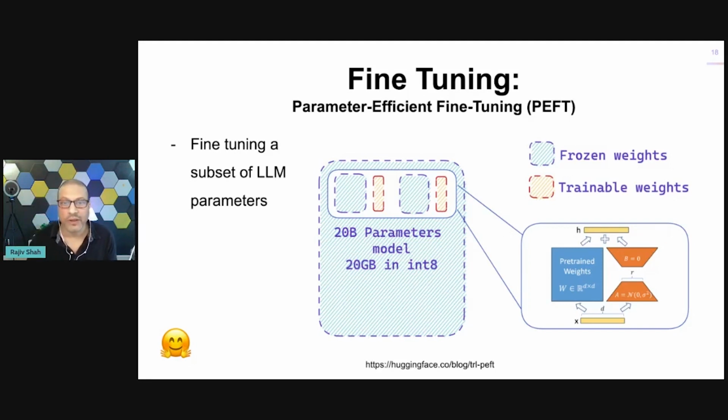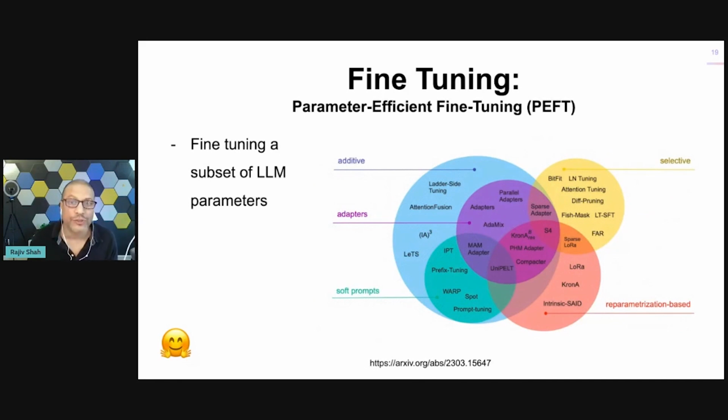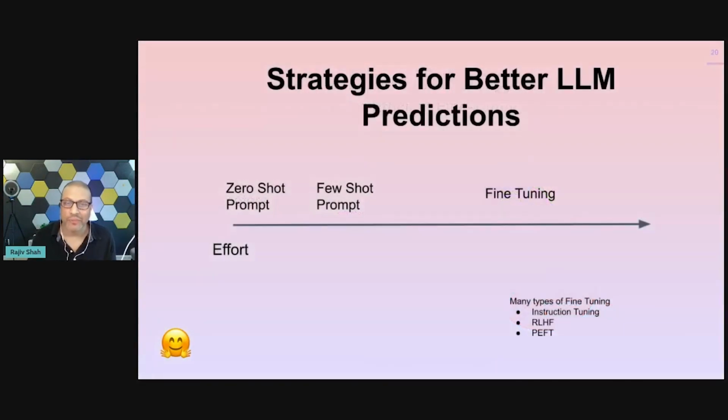Now, this helps us a ton with the compute for the models. And there's a lot of research and a lot of work going on in this area because it becomes a lot easier to use these language models if we can efficiently use our compute to help train or fine-tune them. So you'll hear these words come up, but what I just want you to have in mind is this picture: as the degree of effort goes up from zero shot to few shot to fine-tuning, these are all steps that we can take to build and get better predictions.